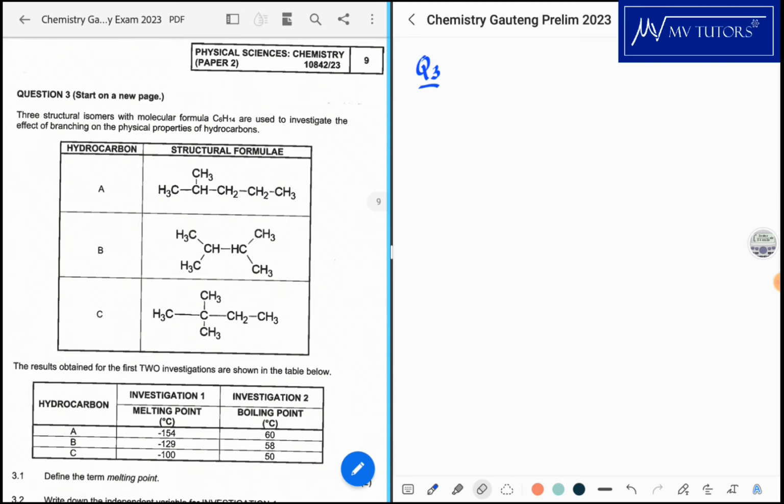So we have melting point as well as boiling point for all the hydrocarbons, right, from A to C, and we see that A has the least melting point, yet the highest boiling point. You would expect that the more straight or less branched a hydrocarbon is, the higher the boiling point. And normally boiling point and melting point go together. So higher boiling point, higher melting point. But in this case, it's quite different.